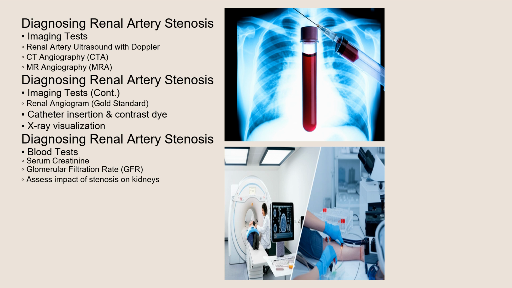Diagnosing renal artery stenosis involves a combination of imaging tests and blood tests. A renal artery ultrasound with Doppler can assess blood flow velocity in the renal arteries. A CT angiography or MR angiography provides detailed images of the renal arteries, allowing doctors to visualize any narrowing or blockages. A renal angiogram, considered the gold standard, involves inserting a catheter into an artery, usually in the groin, and injecting contrast dye to visualize the renal arteries under X-ray.